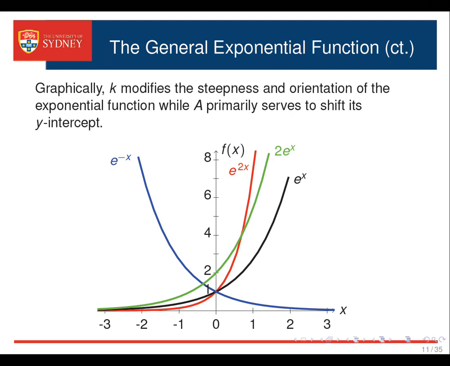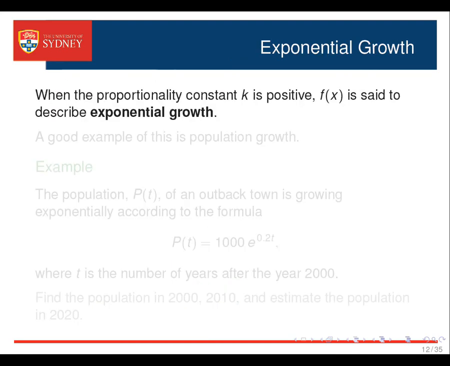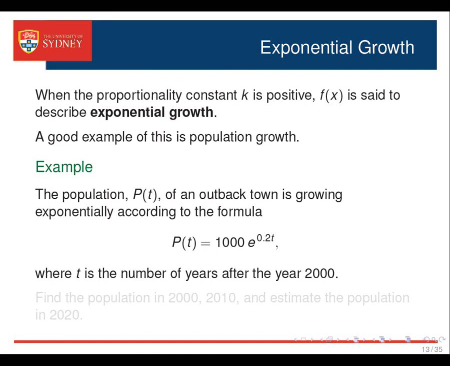Finally, observe that the constant a serves as the graph's y-intercept, as you can see from the graph of 2 times e to the x, which moves the y-intercept from 1 to 2. Let's now consider some applications of the general exponential function. When the proportionality constant k is positive, f is said to describe exponential growth. A good example of this is population growth.